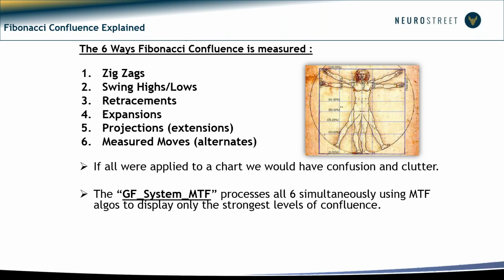So what we do is we process this not only on the same time frame that you're trading, but also on multiple time frames using the MTF algo. So it's processing all 6 of these at the same time, and then it's processing them over multiple time frames, so 300 days of data. So let's say you're scalping on a 5-minute chart.